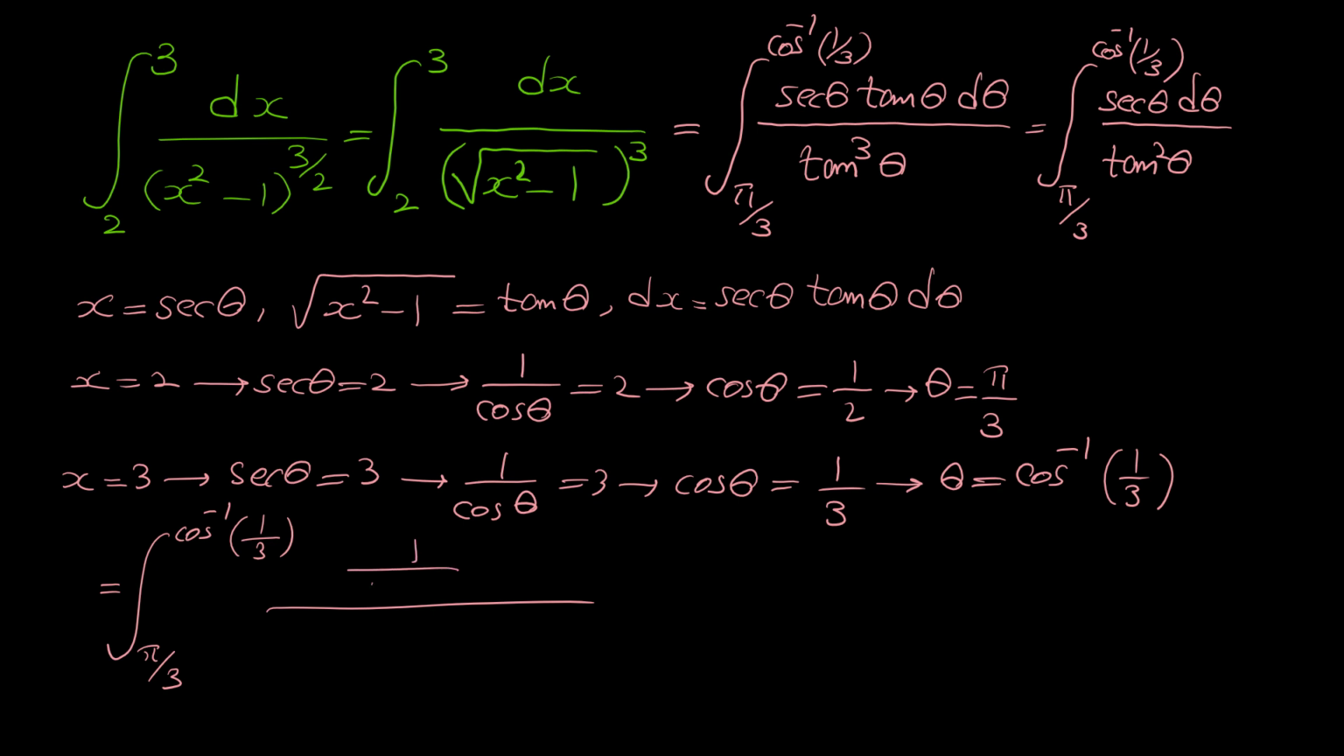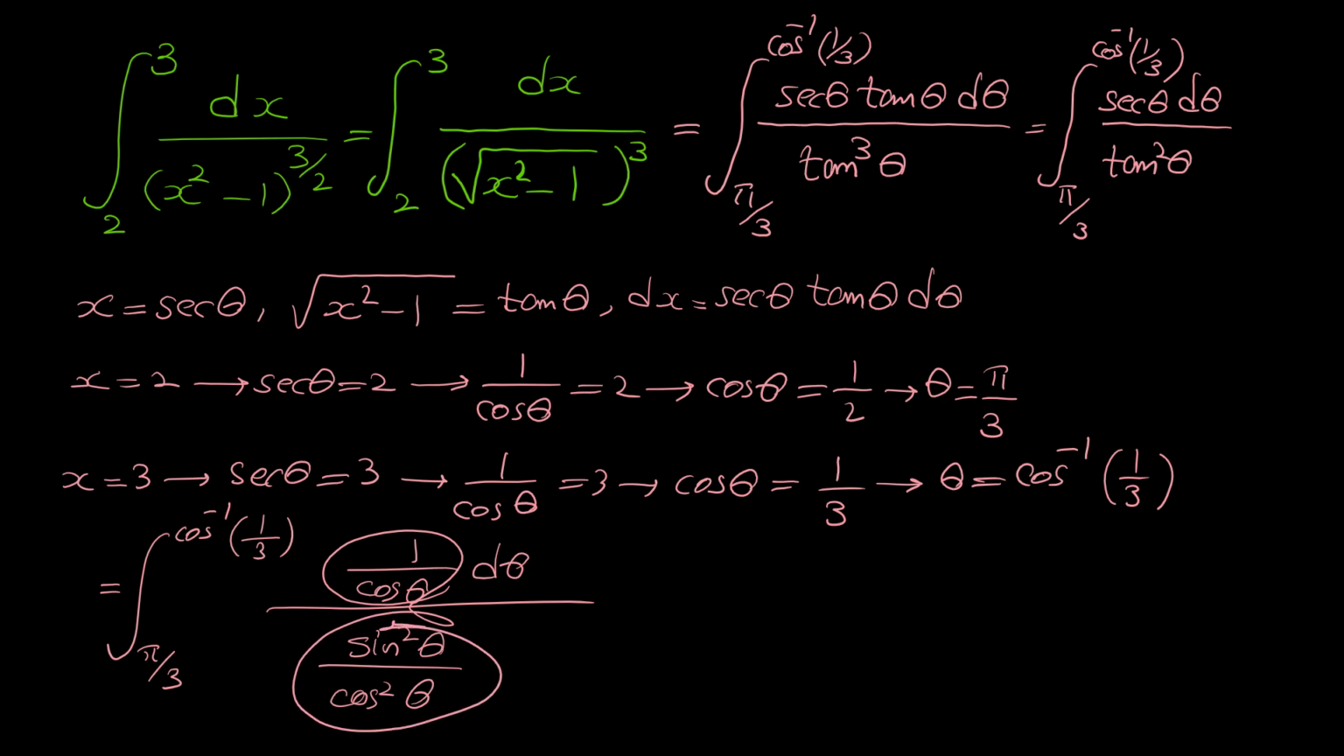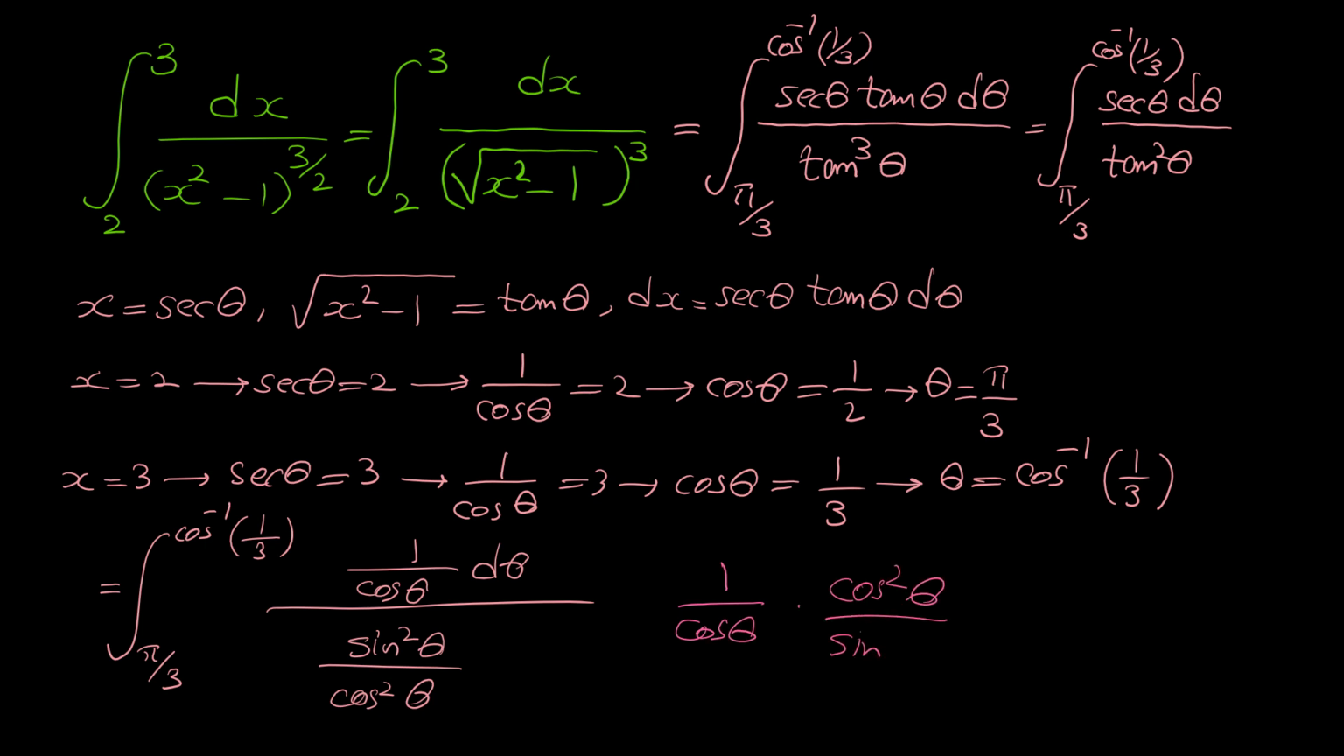Secant is 1 over cosine d theta. Tangent is sine to the 2 over cosine to the 2. If we want to divide this by this, this goes up and it multiplies by 1, this goes down and it multiplies by sine, because it's a division and we have to multiply by the reciprocal of the denominator. Basically this is 1 over cosine times cosine to the 2 over sine to the 2.